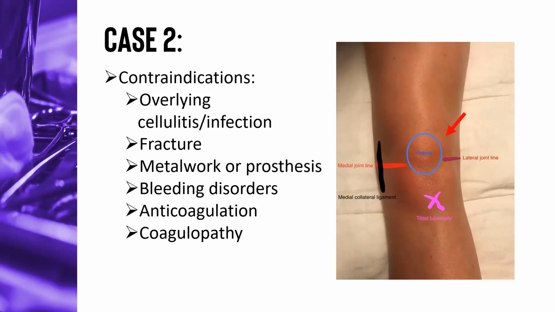There are certain contraindications, however. If you've got overlying cellulitis or skin infection, you don't want to introduce deeper infection. If they've got a fracture, you don't want to put a needle in because you create an open fracture. If they've got metalwork, such as a knee replacement, you don't want to put a needle in there. If they've got any bleeding disorders, anticoagulation or coagulopathy, it's not a contraindication, but you need to be aware that there's a higher risk of bleeding and counsel the patient on that.